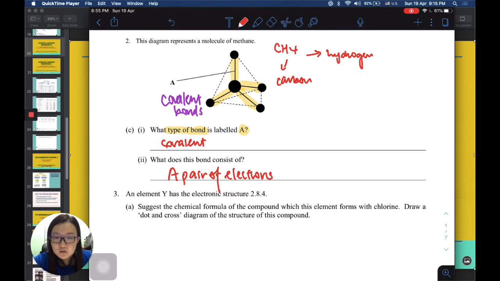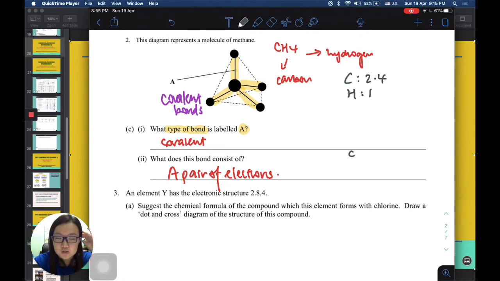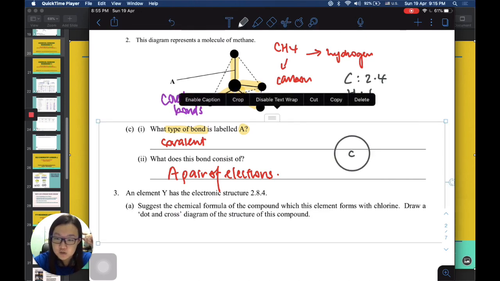Remember, if we go back to the understanding of dot and cross diagrams, maybe some of you might be wondering, why do we need to draw dot and cross diagrams? It's really to help us see the structure. So going back to our knowledge on dot and cross diagrams, carbon is 2.4, hydrogen is 1, in terms of electronic configuration.